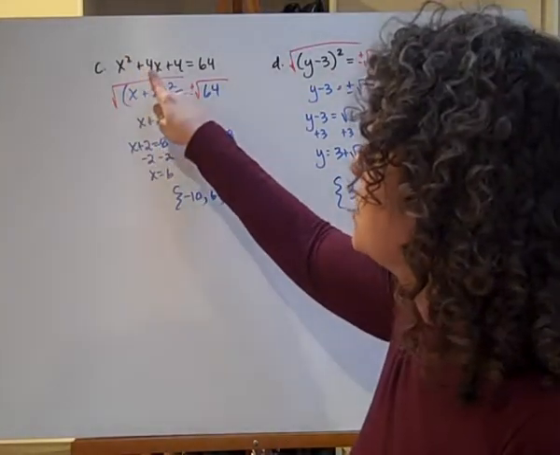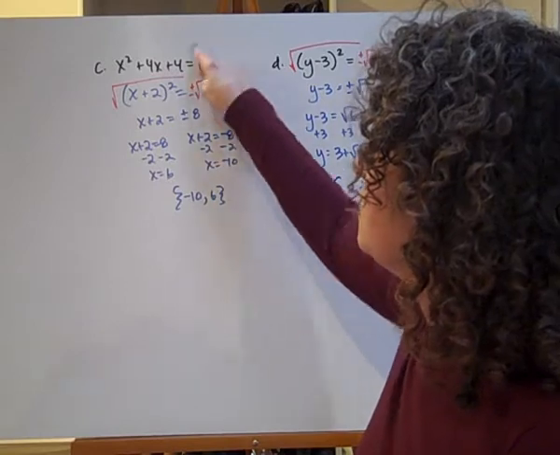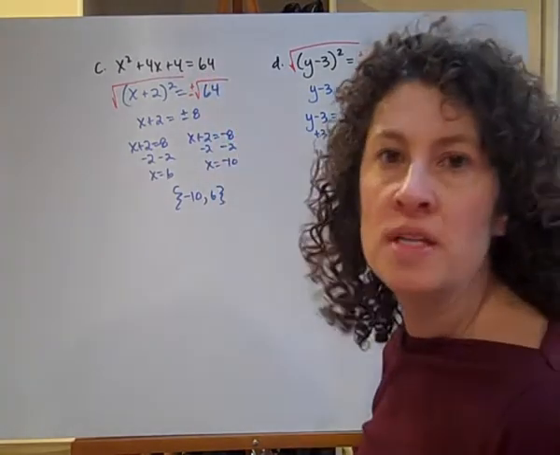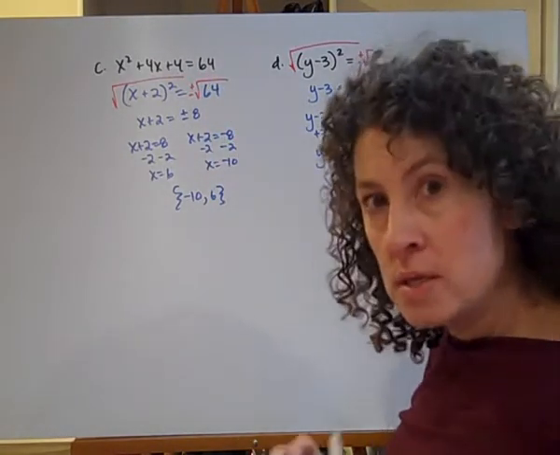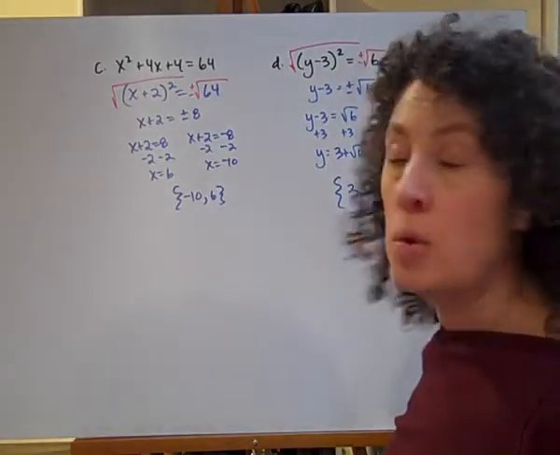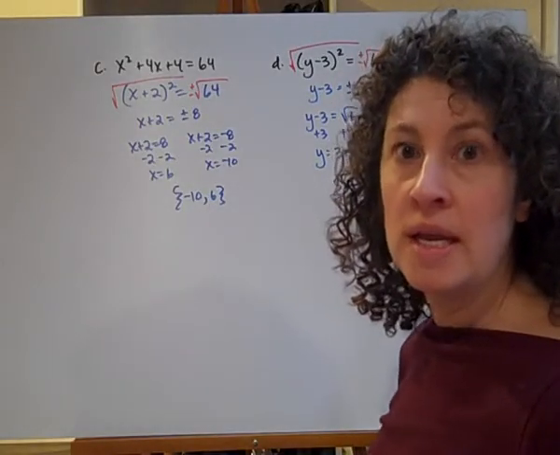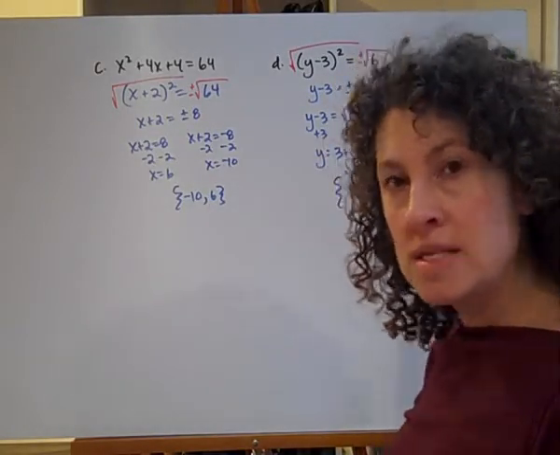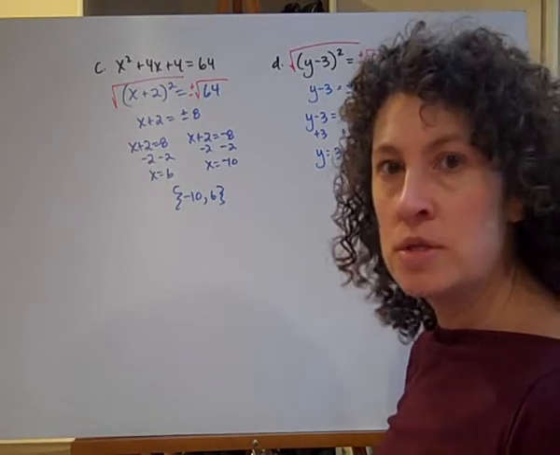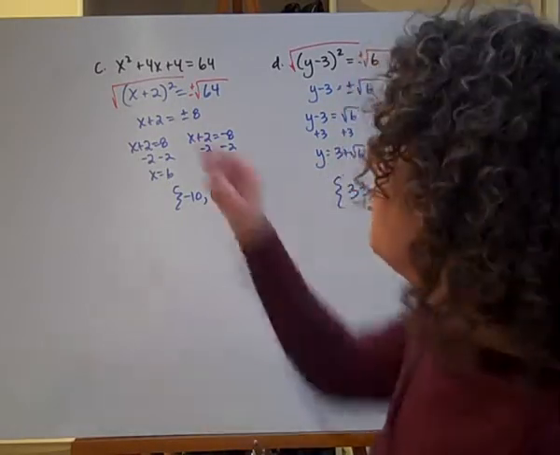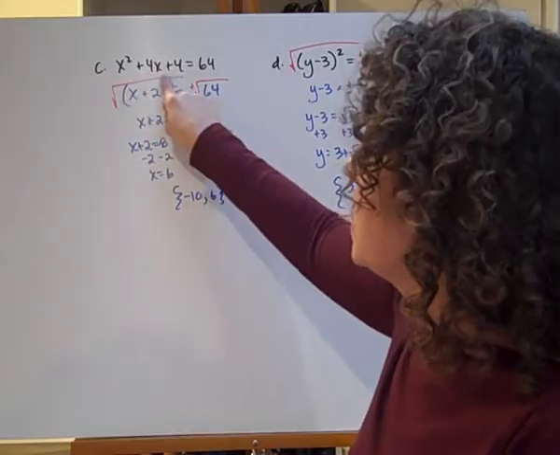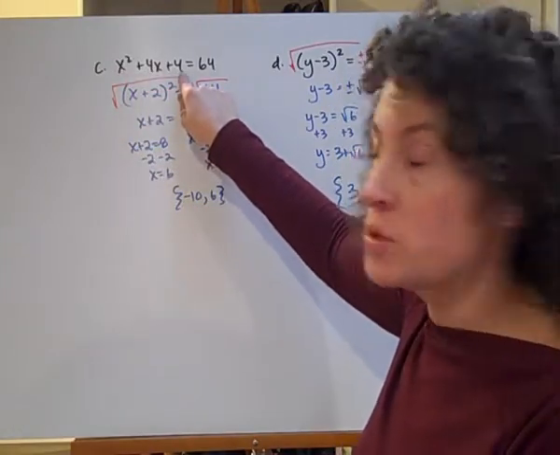I have x squared plus 4x plus 4 equals 64. Now notice this is equal to 64 and it's not equal to 0. We can still work with that if I notice that the side with my variable in it is a perfect square. So in this case, not setting it equal to 0 might actually make more sense. So I'm going to leave it this way, and I notice that this side is a perfect square trinomial.